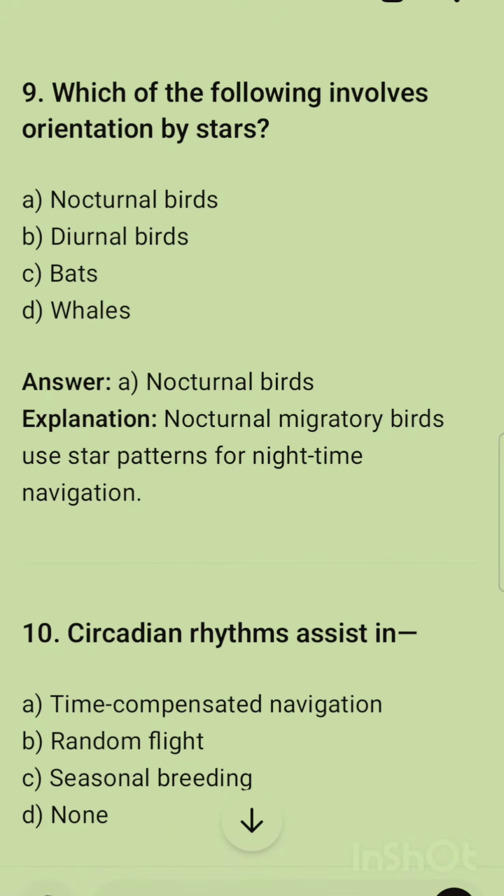Ninth question is which of the following involves orientation by stars? Nocturnal birds, diurnal birds, bats, whales. The correct option is nocturnal birds, as stars are available in the night time. That is, nocturnal migratory birds use star pattern for night time navigation.